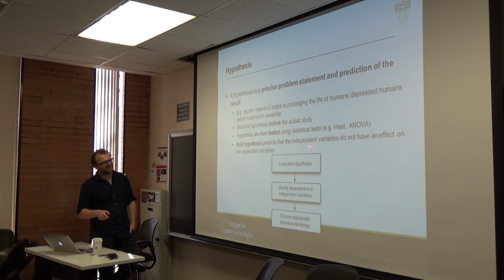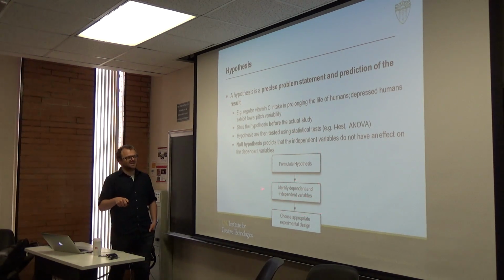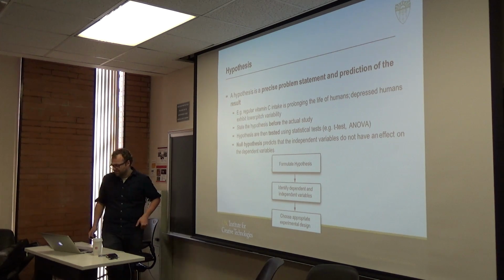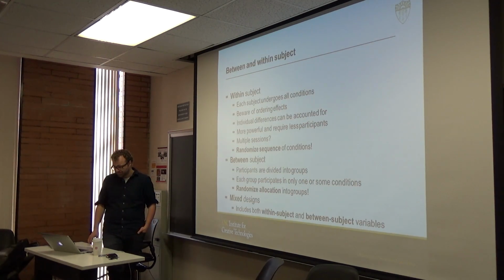path here, where you first formulate your hypothesis, and here is prior work, your prior work, literature, your data sets, and so on. Like what's in your data, what you want to investigate. Formulate the hypothesis, identify dependent, independent variables, and then choose an appropriate experimental design.